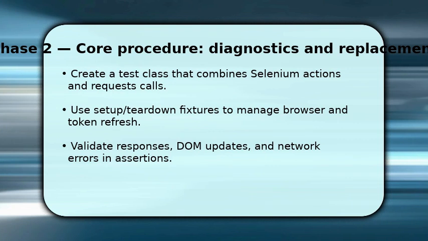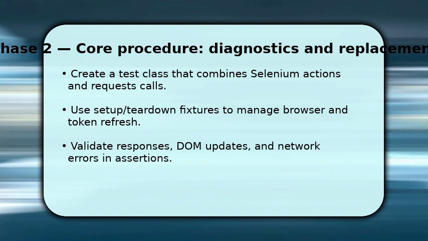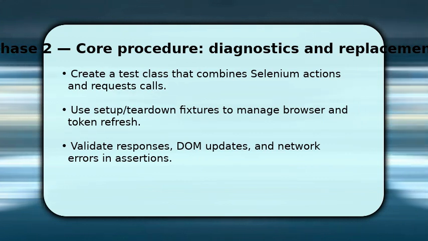This keeps tests deterministic. Then orchestrate actions, submit forms via Selenium, capture request payloads, and send mirrored API calls with requests. Compare status codes and response bodies. Once you have comparisons, assert DOM changes and API consistency to detect regressions.